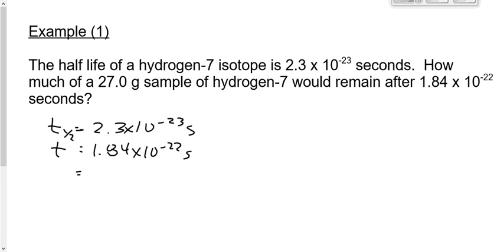We have another number here, 27.0 grams. That's not time, so that's got to be either big N or big N0. Which one is it? Is it the initial amount or the final amount? Yeah, that's how much I start with, 27 grams. So we're going to call it N0, and we're looking for big N.